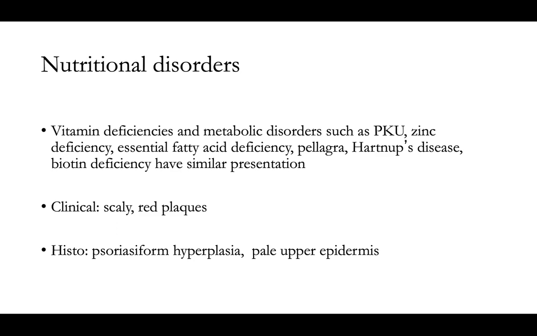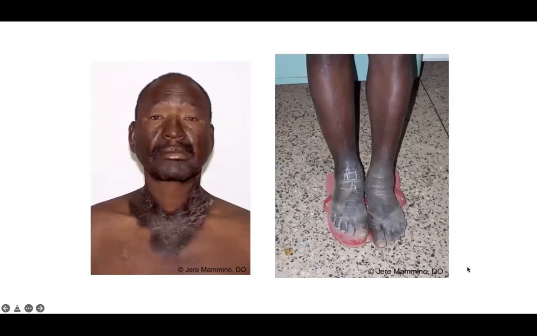On histology, you'll have psoriasiform hyperplasia as well. But the key here is a pale upper epidermis. So the classic example they're going to show you is a pale upper epidermis. This is a patient with niacin deficiency, known as pellagra, and you'll see Casal's necklace pattern here.